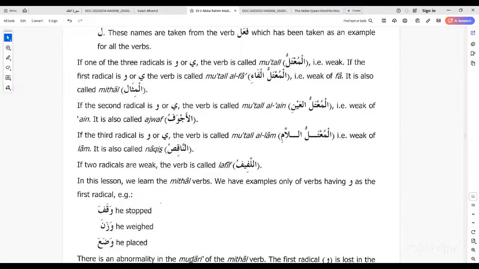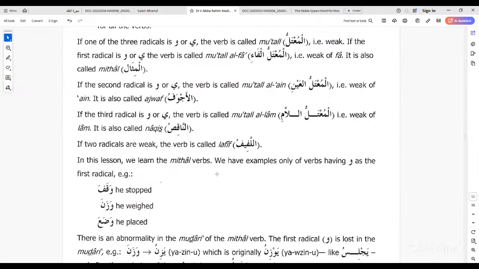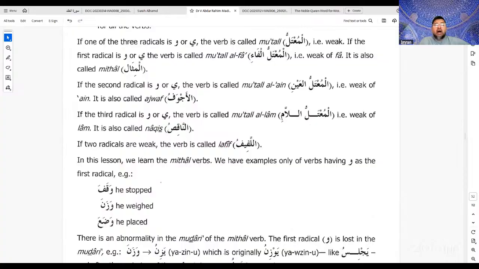If two radicals are weak, the verb is called al-lafif. Lafif comes from the word laffa, yaluffu, which means to fold. And the word lafafa in Urdu means envelope. So laffa, yaluffu comes from the Arabic word which means fold. When it says lafif, it means that the first letter and the last letter are wrapping the verb. So that's why it's called lafif.